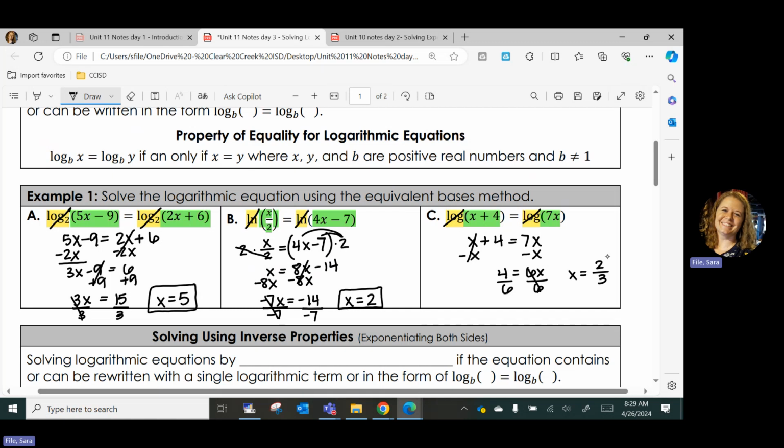2/3. Very good. And if we checked that, it would check out as well. Okay, so that is the one-to-one property.